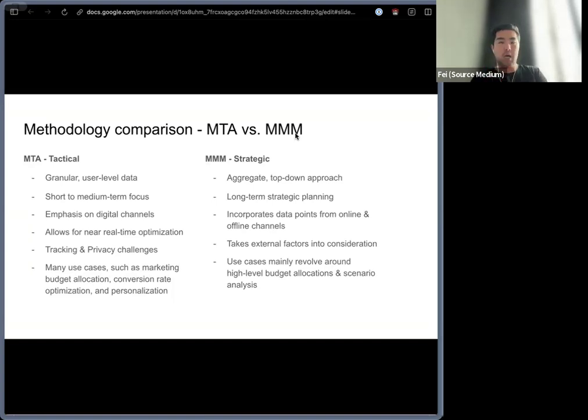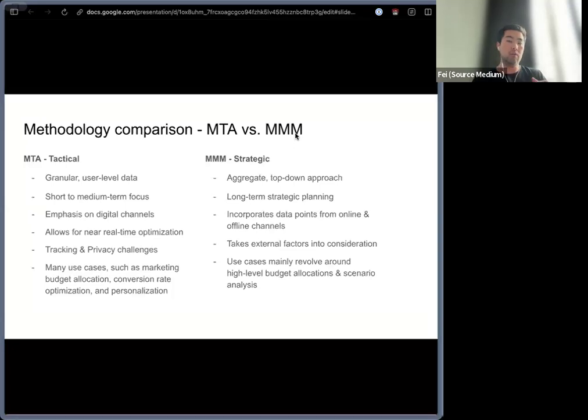On the media mix modeling front, again, it's very top down. So it's really good for medium to long-term strategic planning. It does incorporate data points from online and offline channels. That could be an in-person activation event, billboards, TV, or even celebrity activation that you can't really track with a pixel.